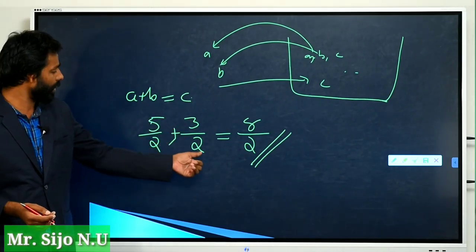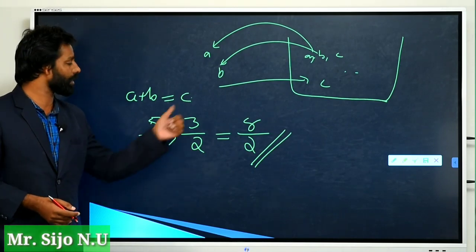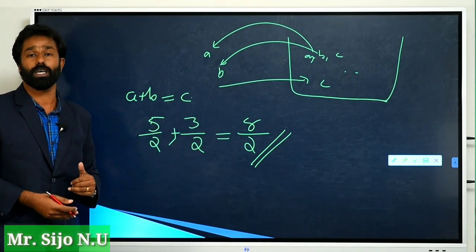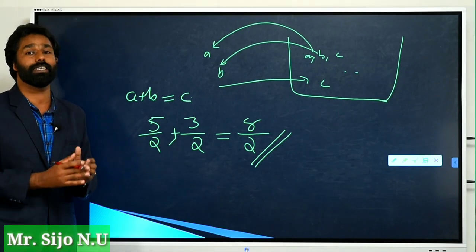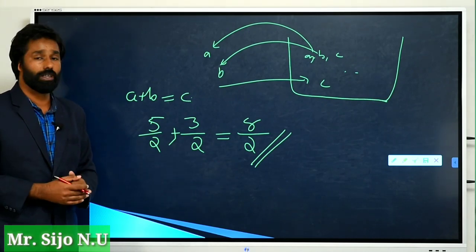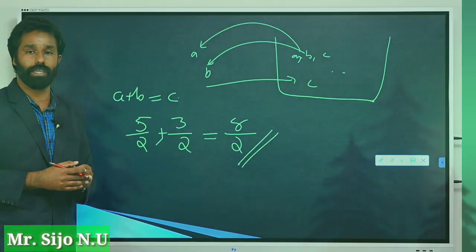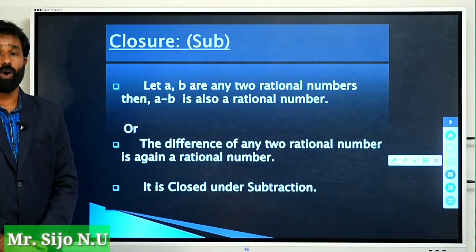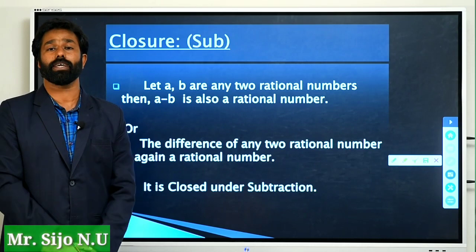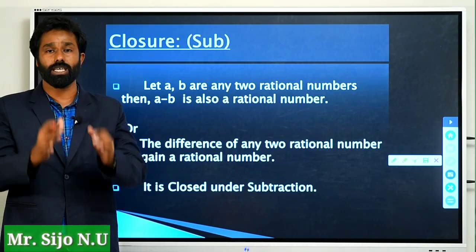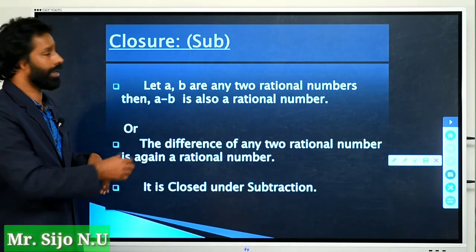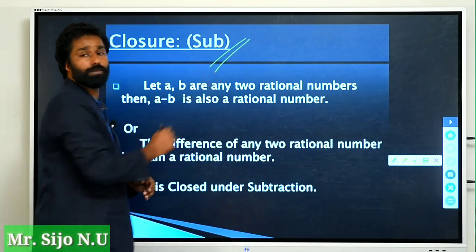So we can say when we add two rational numbers, we get another rational number as a result. So we can say addition is closed, or closure property is satisfied in the case of addition. Hope you understood the closure property in the case of addition. Once it is clear, here is the second case, closure property in the case of subtraction.